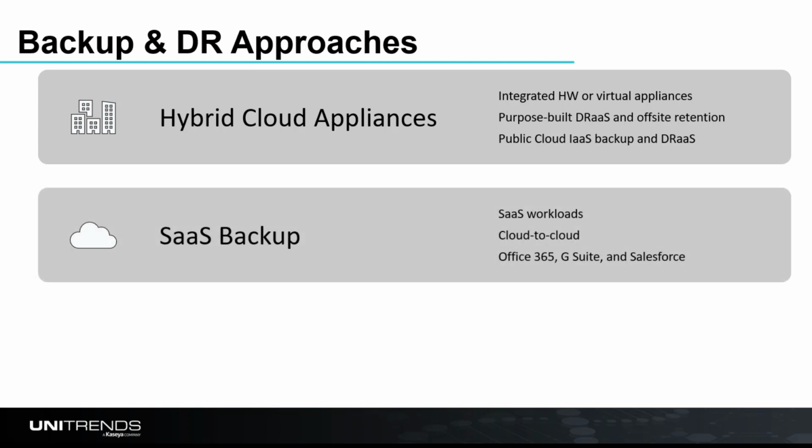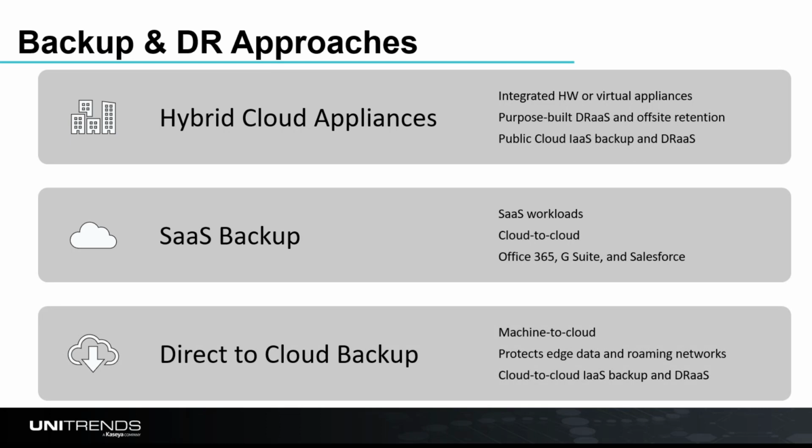Next, a lot of people are moving to SaaS platforms such as Office 365 or G Suite, and we have a solution to be protecting those SaaS workloads, getting the data cloud to cloud, and we can protect Office 365, G Suite, and Salesforce at a native API level that ensures you can back up and recover that data no matter what happens to the production environment.